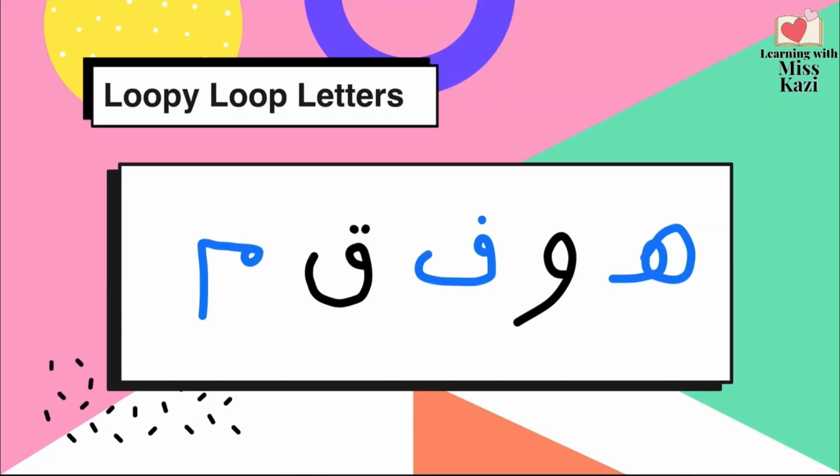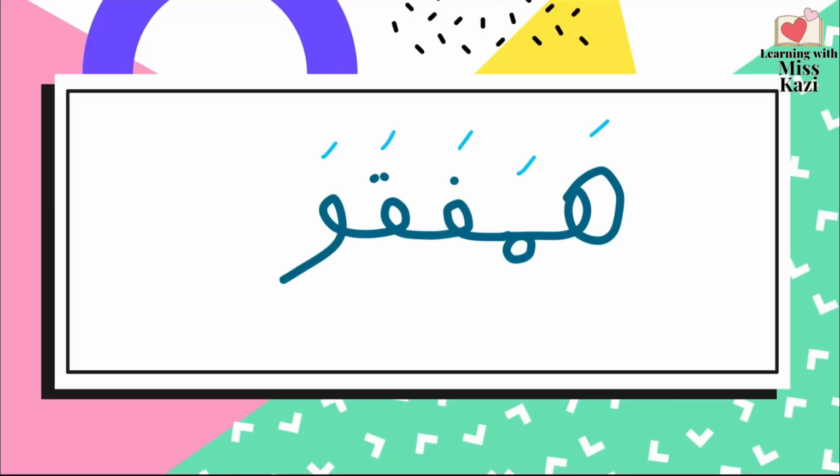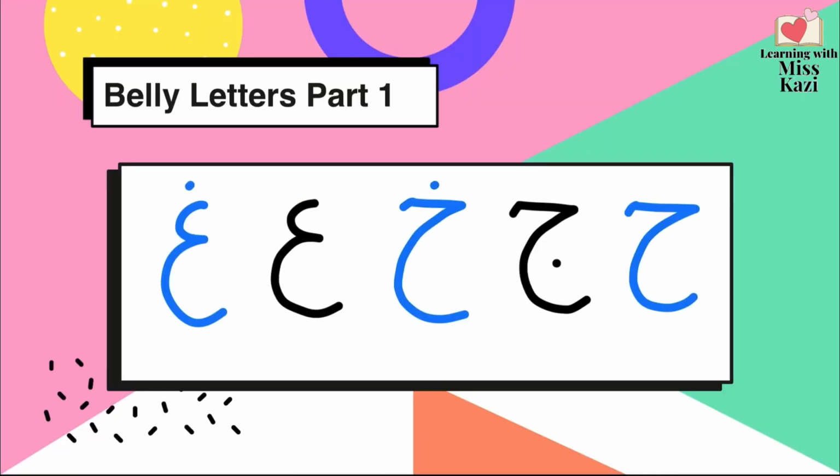Excellent. These are our loopy loop letters. Ha, Waaw, Fa, Qaaf, Meem. Can you read this? ه م ف ق و. Very good. The Qaaf makes a heavy sound. Qa. ق. Very good.